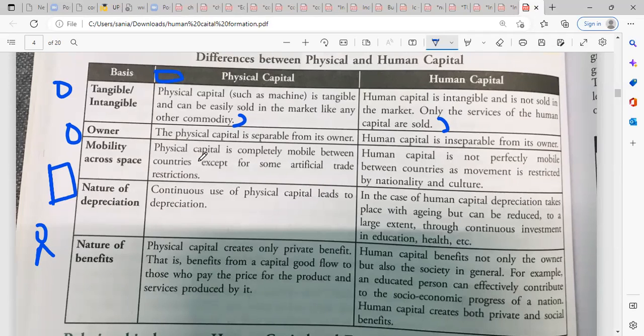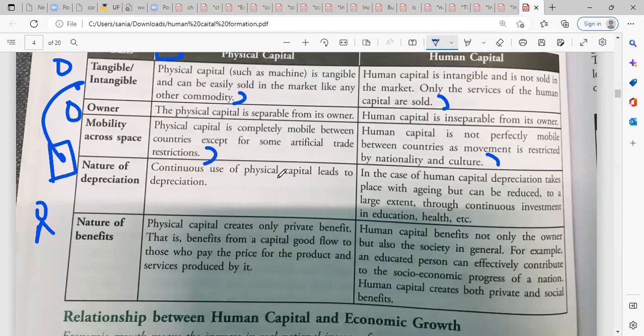Then physical capital is comparatively mobile between the countries except for some artificial trade restrictions. So you can easily send this product from one place to another, one country to another. But human capital is not perfectly mobile. For example, from India, if I want to come to Australia, I need the visa, passport and everything, right? So it is basically restricted by nationality and the culture.